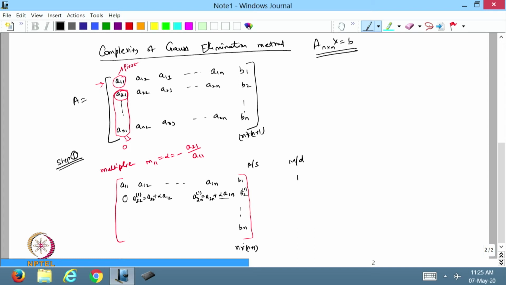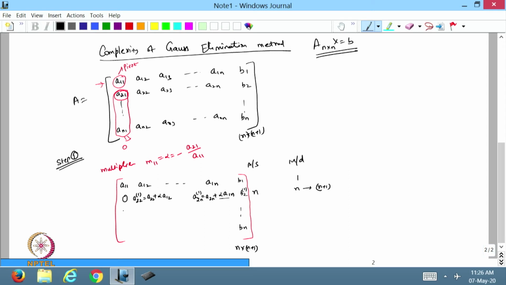Now, I am not doing anything with this one, so the remaining columns I am working on. I can see that the number of additions is n, and the number of multiplications is also n. So, to make the first element in the second row 0, I am doing n additions and n multiplications, and one multiplication I have done for this factor also, because I was multiplying by this factor and then adding. So, I can say that the total number of multiplications will be increased by 1, so this is the n plus 1 multiplications I am doing.